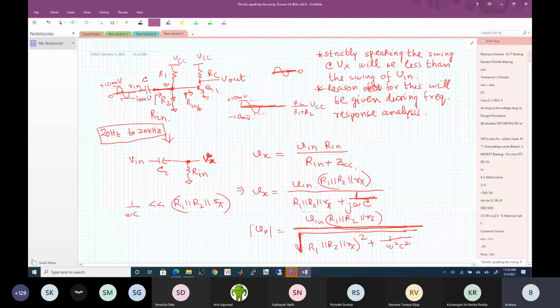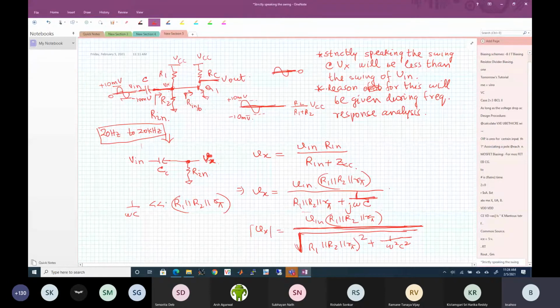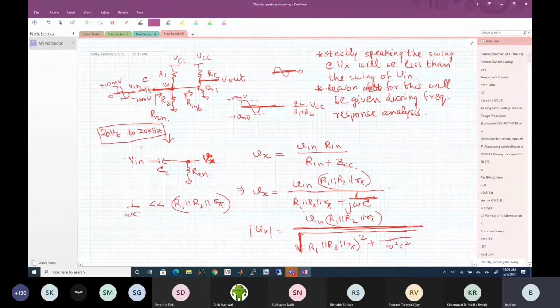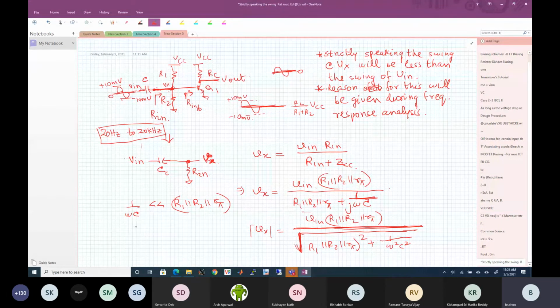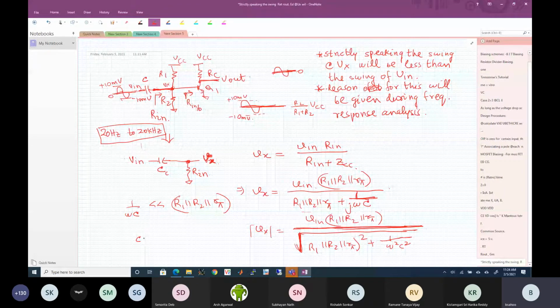with the swing at 10 millivolts, the more I pass, the better is my amplifier. I'm going to get better and better output. So let's say I want to pass completely. Obviously, as the frequency increases, this is going to get smaller and smaller. So my cap value is dictated by, I will put in the C, okay. C is dictated.